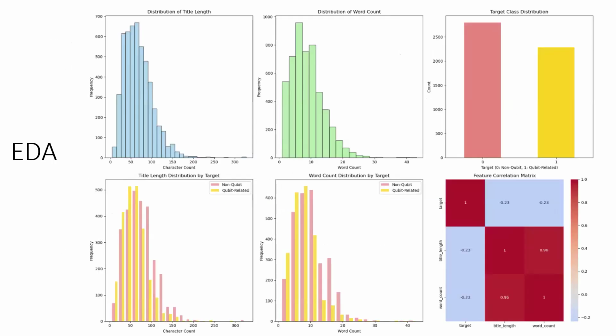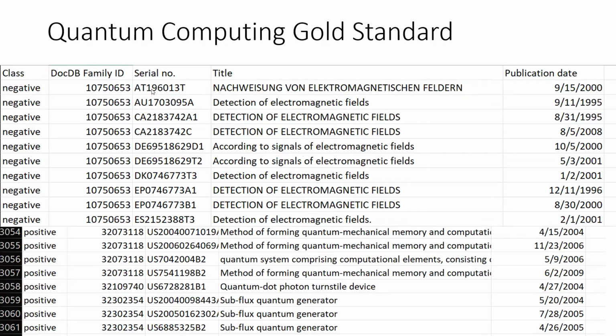So if we go back and look at our data set again, look at this very first patent family here. I've got detection of electromagnetic fields. That's a title for 7 of the entries in the patent. But also I have a couple entries where it's according to signals of electromagnetic fields. So the machine learning algorithm might learn that electromagnetic fields is the most important part of this title, and according to signals of or detection of doesn't matter as much.